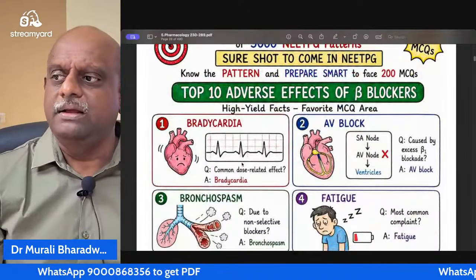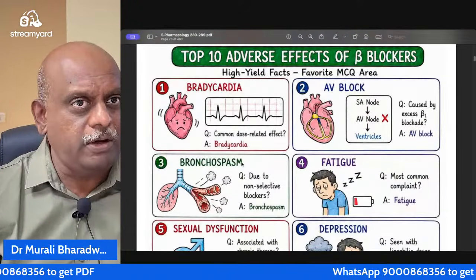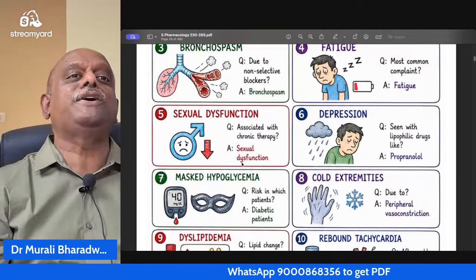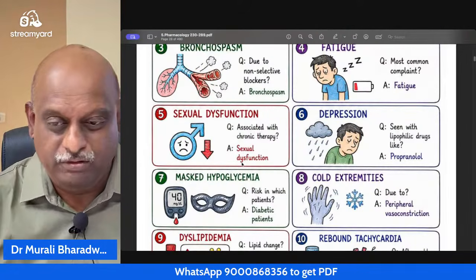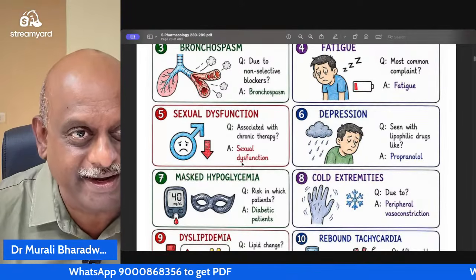So quickly, side effects of beta blockers: bradycardia, AV block, bronchospasm, fatigue, sexual dysfunction. Especially once upon a time, propranolol is very famous, right?